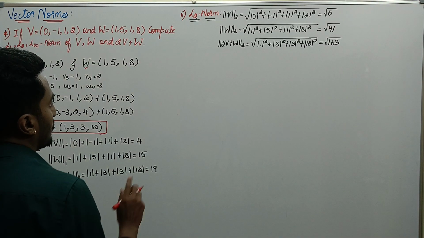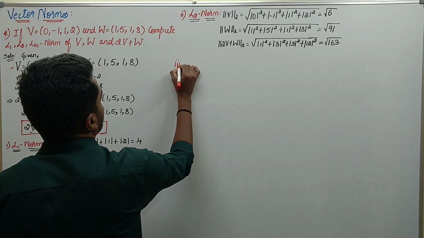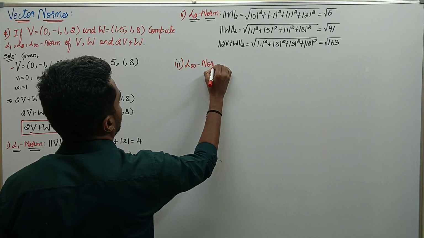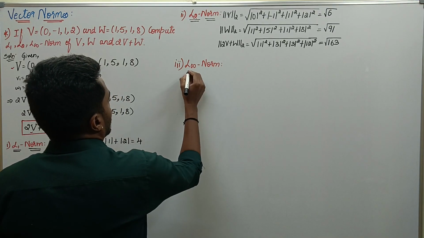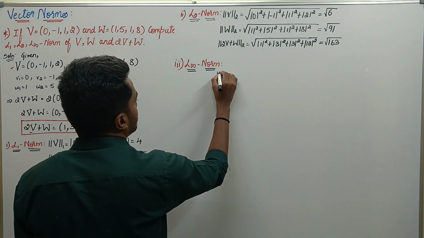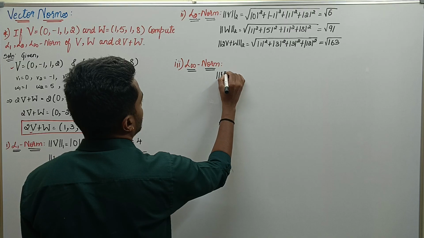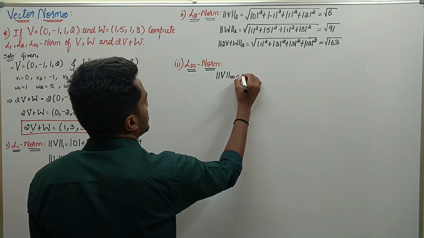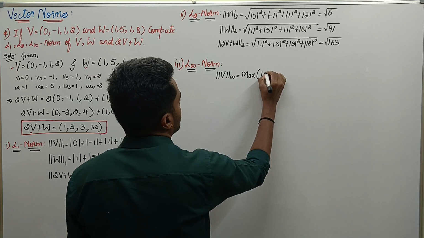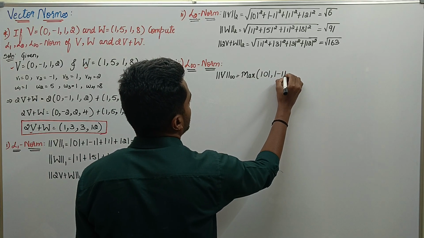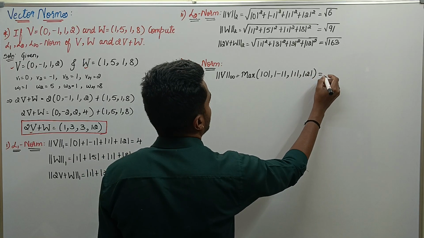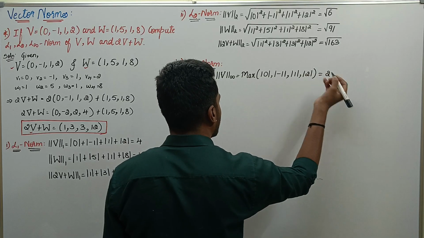Next, the L infinity norm. L infinity norm is very easy. Norm V infinity is equal to the maximum of modulus 0, modulus minus 1, 1, 2. Which is the highest? That is 2.